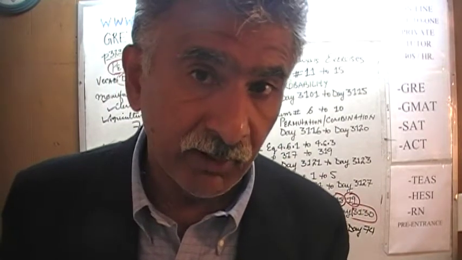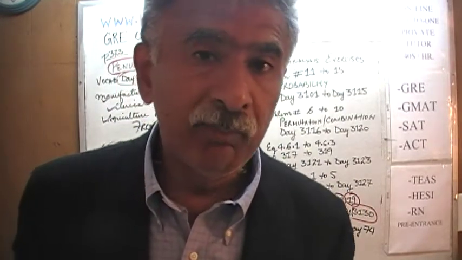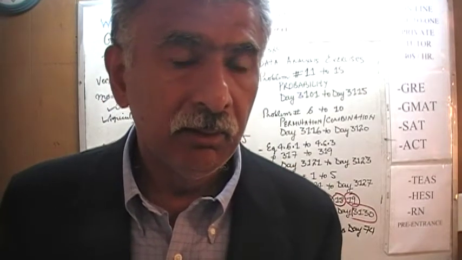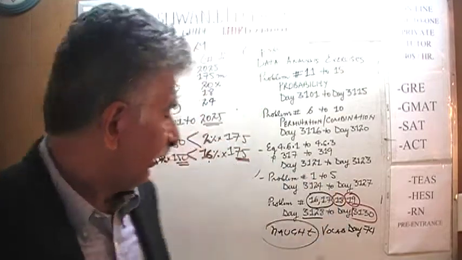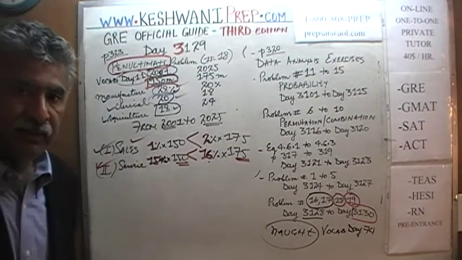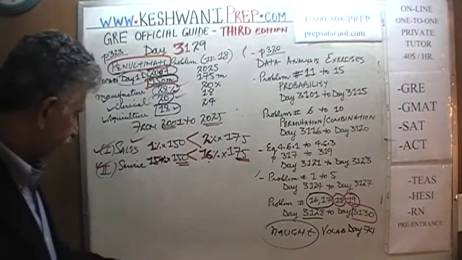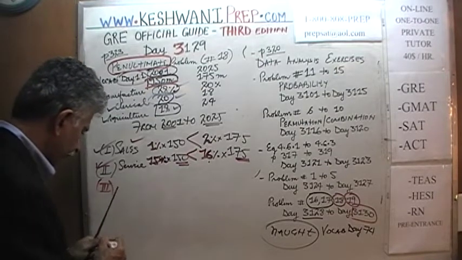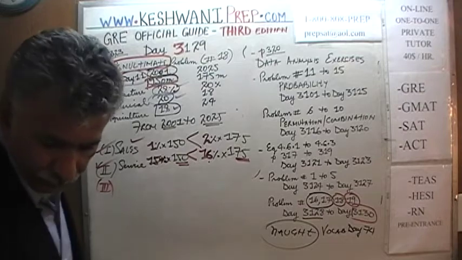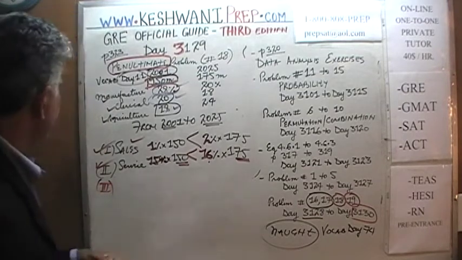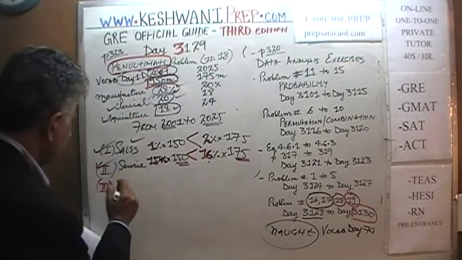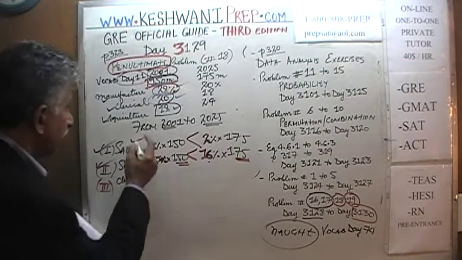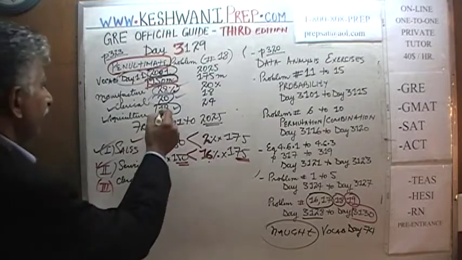More people, not were, because we're talking about 2025, so it's a future tense. More people will be employed in 2025 in the service sector than there are today. Let's look at the last one. The last category that they give us is clerical. Let's see what the figures are for clerical. It's right here, as a matter of fact. We did not erase the clerical one, so we have the figures here.